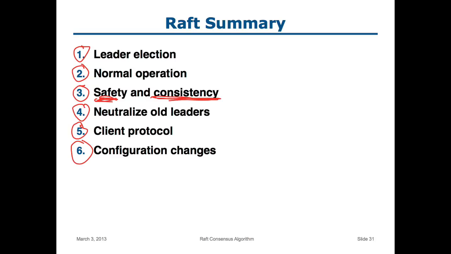Just one overall comment before I conclude, which is that the key element of this algorithm is that the system has to work perfectly even if just a bare majority of the servers are up, which means it can't ever depend on having complete information or knowledge of what's going on. There could always be information out there in servers that are down that's unknown. And so the algorithm has to be designed at every point to be able to handle that.